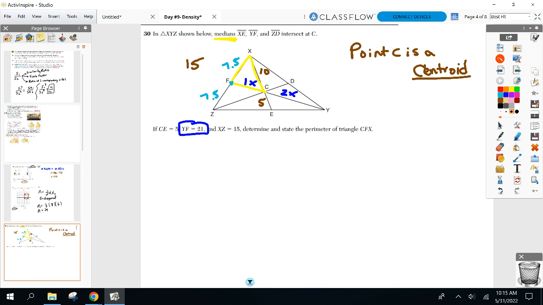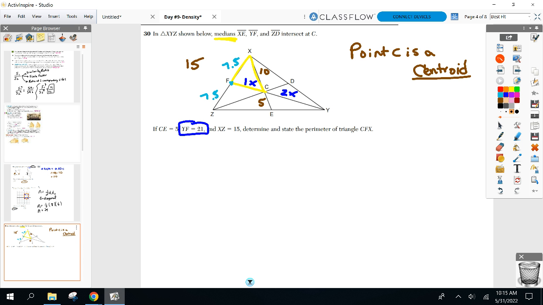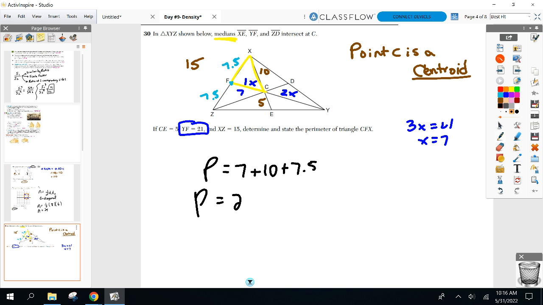So when you're ready, let me know. FC is 7. 3x equals 21. X equals 7. Good. So that's 7. And now I won't even ask anybody. Now you can find the perimeter. 7 plus 10 plus 7.5. 24.5 units. Whew, boy, huh? We're in for it. We got some reviewing to do.